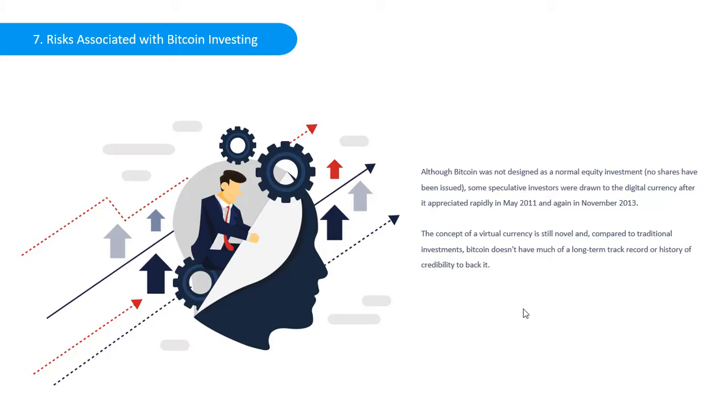Thus, many people purchase Bitcoin for its investment value rather than its ability to act as a medium of exchange. However, the lack of guaranteed value and its digital nature means the purchase and use of Bitcoins carries several inherent risks. Many investor alerts have been issued by the Securities and Exchange Commission (SEC), the Consumer Financial Protection Bureau (CFPB), and other agencies. The concept of a virtual currency is still novel and, compared to traditional investments, Bitcoin doesn't have much of a long-term track record or history of credibility to back it.